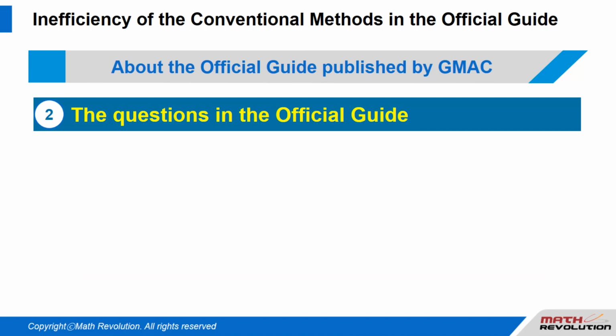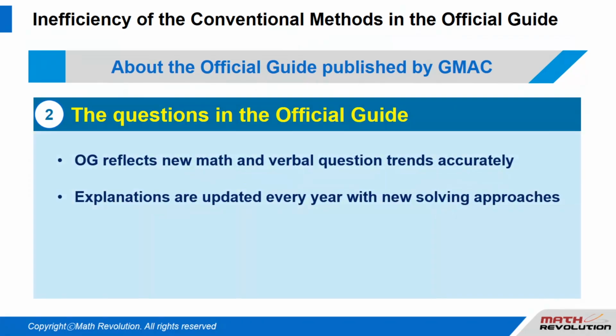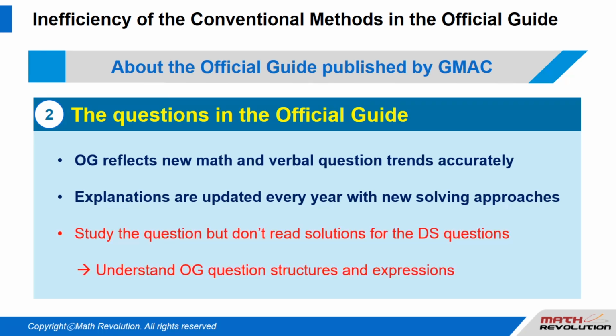2. The questions in the official guide. The official guide reflects on the new question trends accurately, both on its math and verbal questions. So, students should understand the question structures and expressions in the official guide. Also, the explanations are updated every year with new solving approaches. You should study the questions because the guide shows precisely the types of questions that appeared in recent exams. But don't read the solutions, for the DS questions are extremely inefficient.